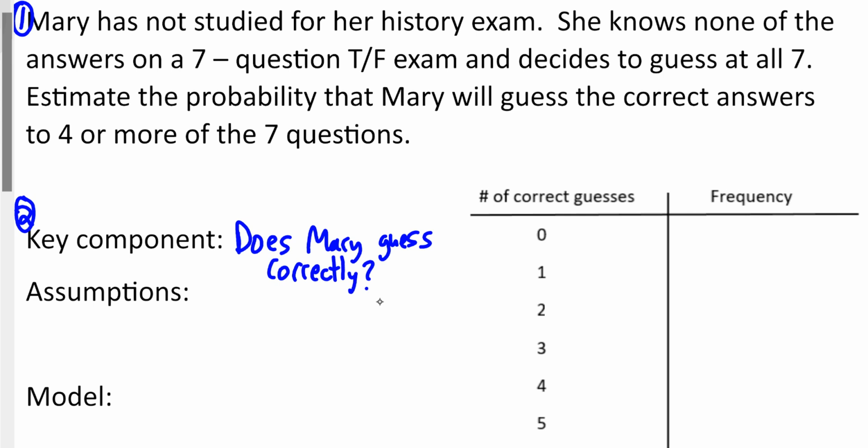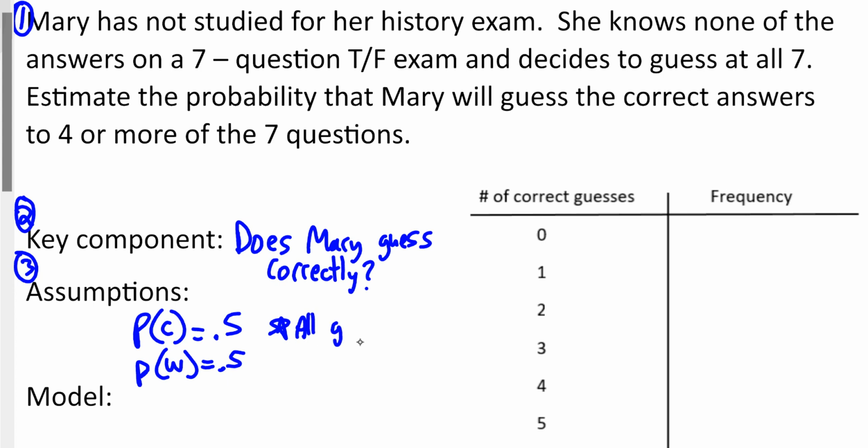Okay? Now there are some underlying assumptions. So that's going to be number 3. We are assuming that the probability that she gets it correct is 0.5. She has a 50% chance. The probability that she gets it wrong, or I guess we could say incorrect, is also 0.5. So we're stating some assumptions in probabilities. But we also want to just assume that all guesses are independent. Okay, it's worth noting because one should not affect the other.